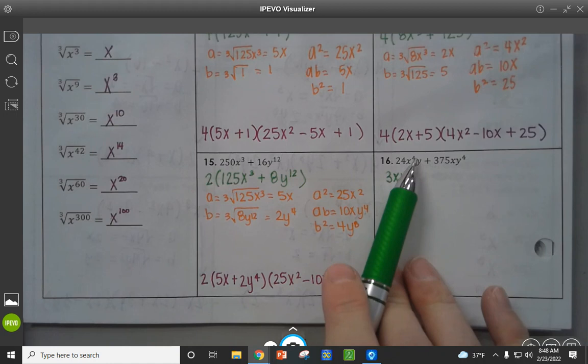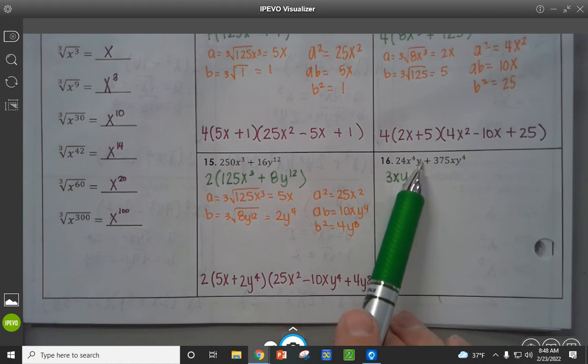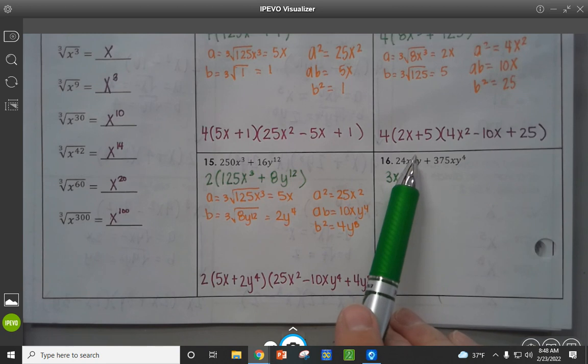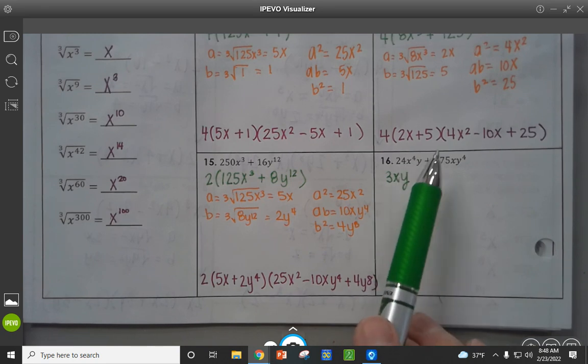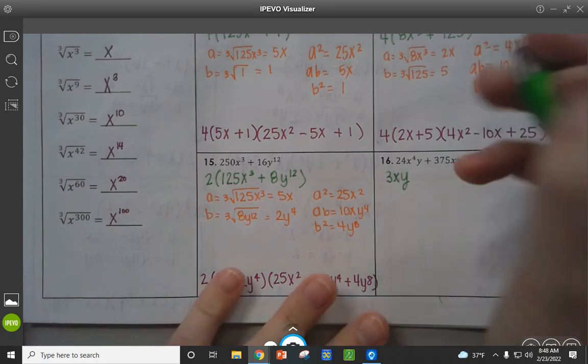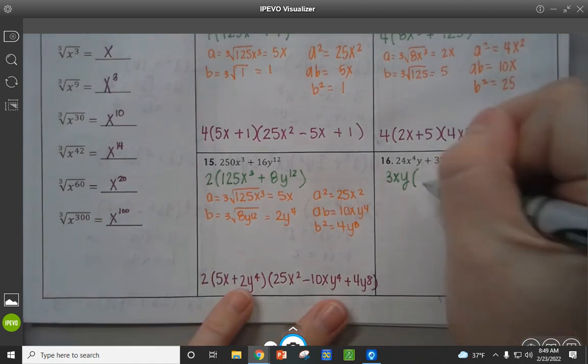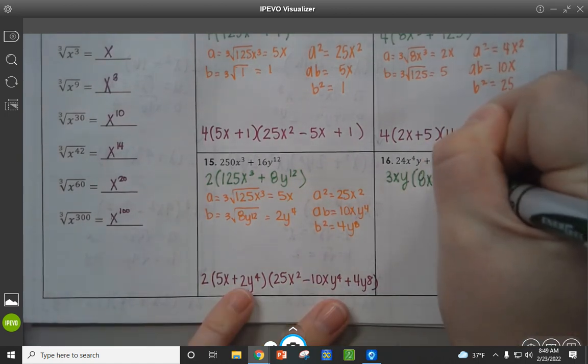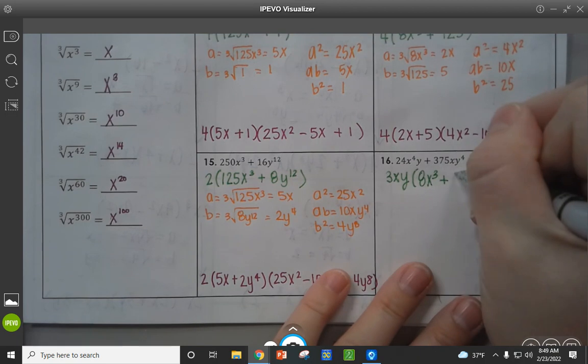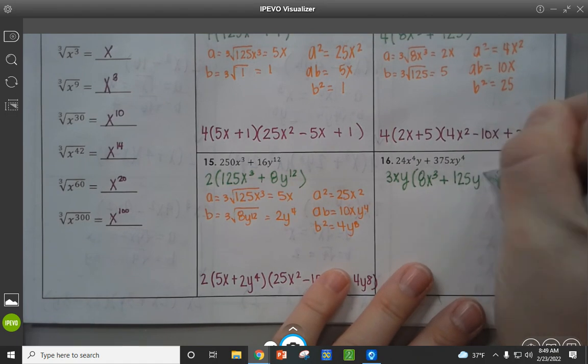If you didn't do that, and then when you went to try to take the cubed root, you can't do 4 divided by 3 and get a whole number. So that would have been your hint that something's off there. And when we divide by 3, guess what we get? 8x cubed, another 8, plus, and another 125 y cubed.